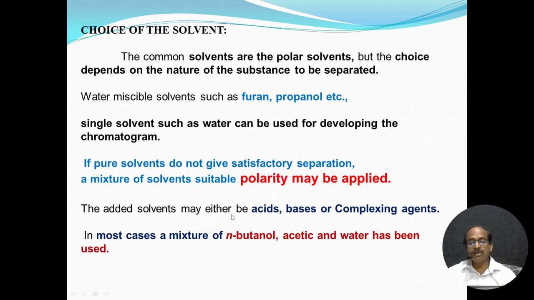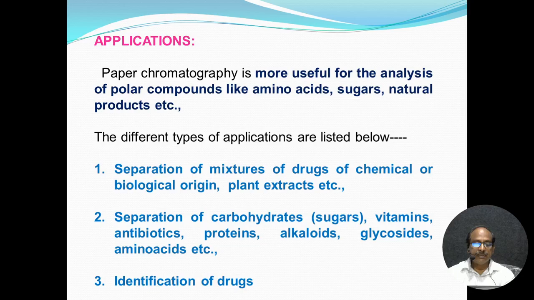That's why the added solvents may be either acids, bases, or complexing agents. These are the added solvents. In most cases, the mixture used contains n-butanol, acetic acid, and water. These are mixed for satisfactory separation, which means that 100% of the components may be separated. This is the most important thing in paper chromatography: choice of the solvent.